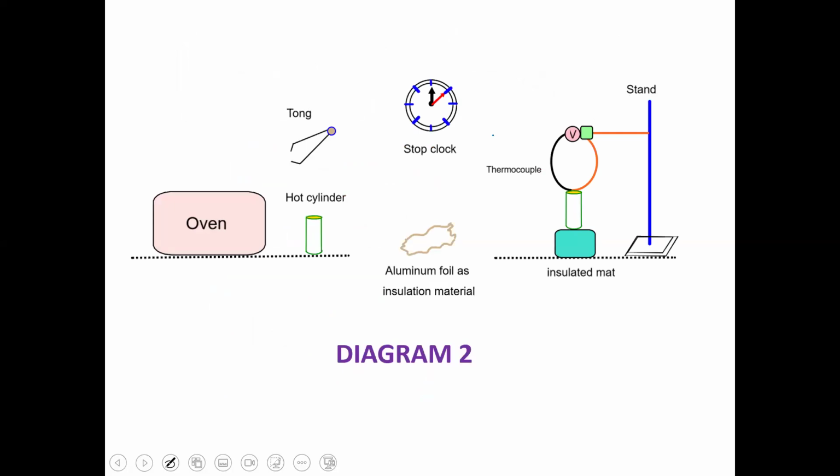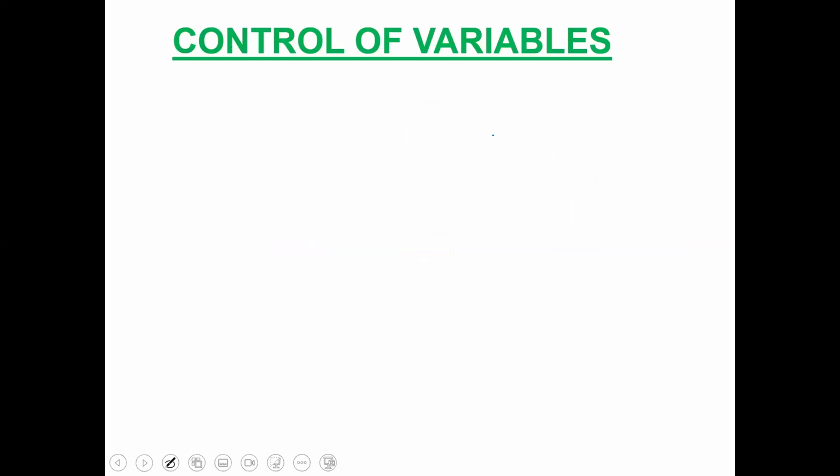Then here I will be first heating up the cylinder. Then using a mechanical hand tong, I will take it out and put it in the water bath for some time so its temperature becomes constant. Then I use aluminum foil to wrap it around the cylinder and put it under the thermocouple, and a mat is there for insulation. And then I will record the temperature, say after 5 minutes. I will also record the room temperature, and all the data is recorded in a table.